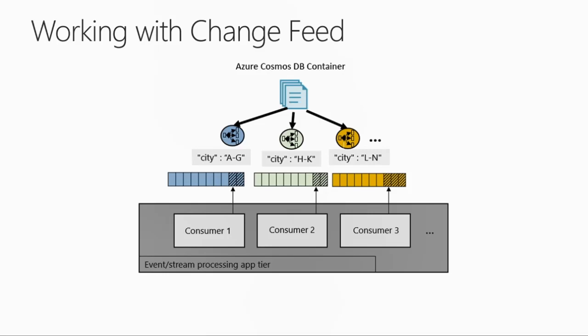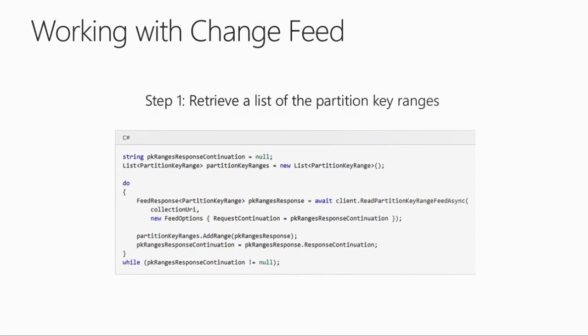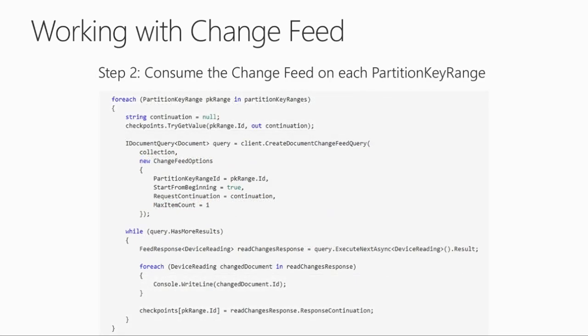Remember, I just told you each container runs on a number of partitions. And so what you basically have is a log per partition range. And as you attach consumers, you're going to want to read from each of these different partition key ranges. The code for this is actually quite simple. We expose an API called read partition key ranges. As you grab all of these partition key ranges back, what you want to do is, for each one of them, just read the feed of changes coming back out.